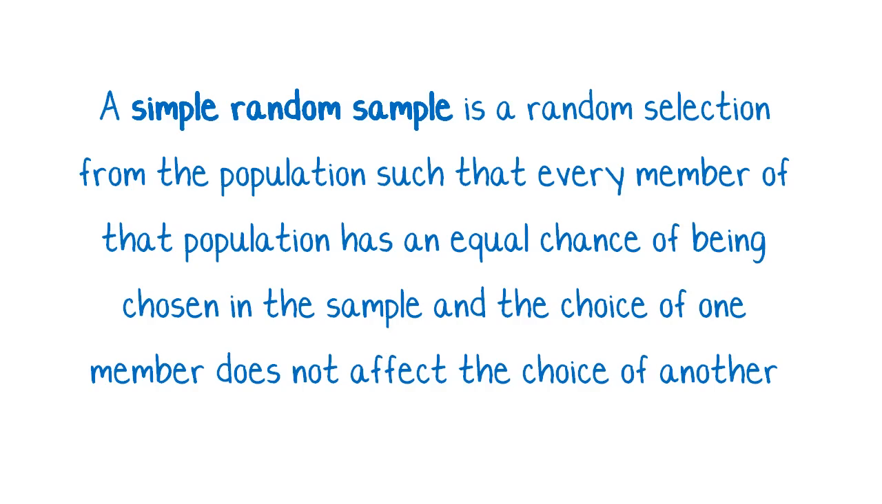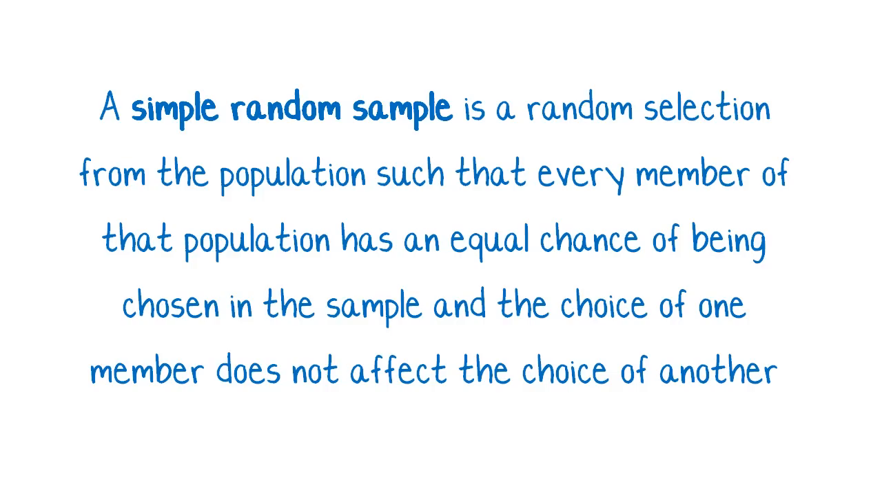And finally, a simple random sample is a random selection from the population such that every member of that population has an equal chance of being chosen in the sample, and the choice of one member does not affect the choice of another. So if the sample that you've chosen is to be accurate and useful statistically for you to be able to apply it to the rest of the population, it needs to be a simple random sample. And that means that it's all random, there's no bias in the way they've been chosen. And so each person has an equal chance of being chosen, and also, the choice of one member does not affect the choice of another.